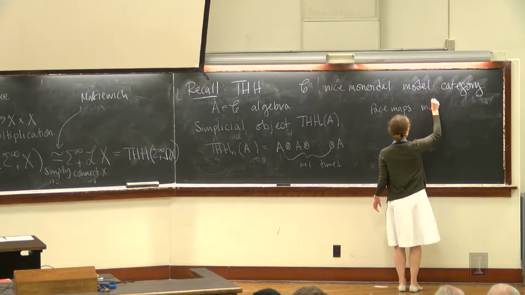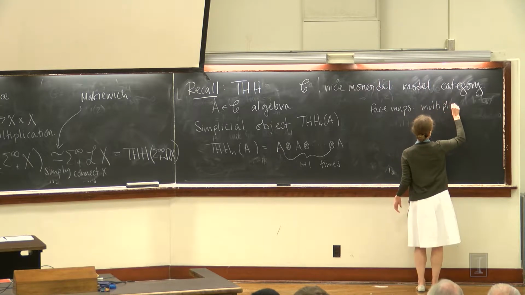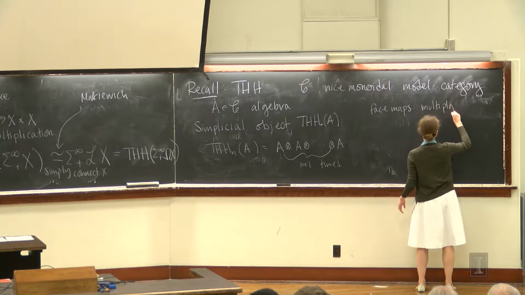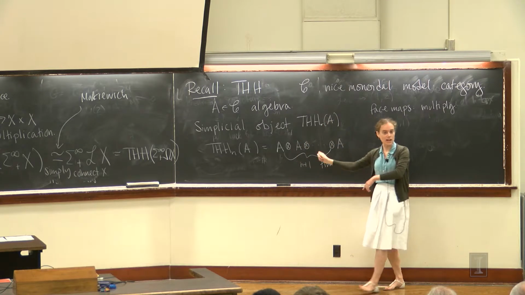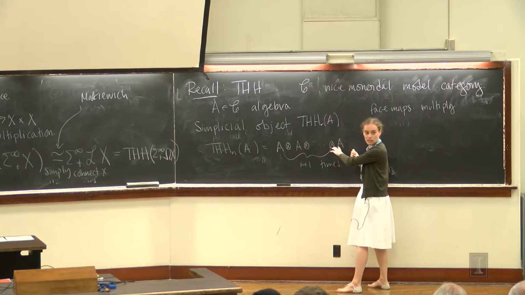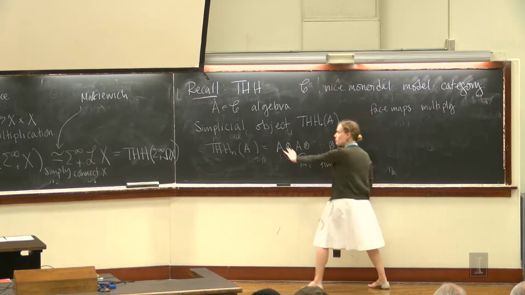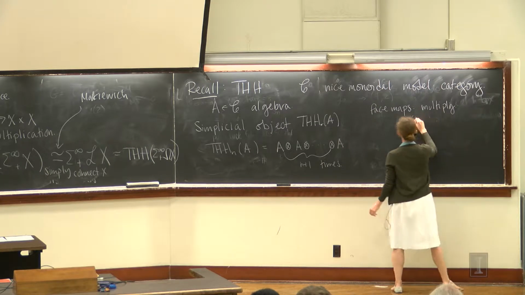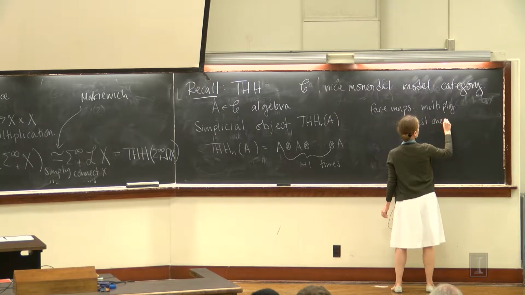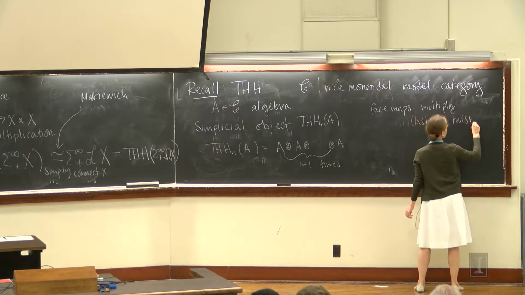So these are going to multiply two adjacent copies of A next to each other, and then I'll get down to one less. The only tricky part is that for the last face map, I've got to wrap round from the last copy to the first one and then multiply. So the last one is twist, then multiply.